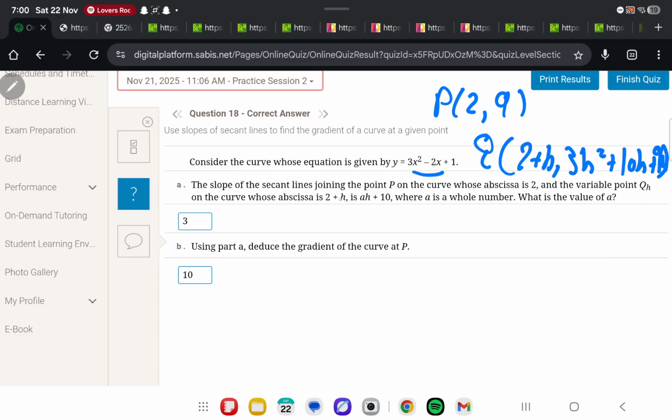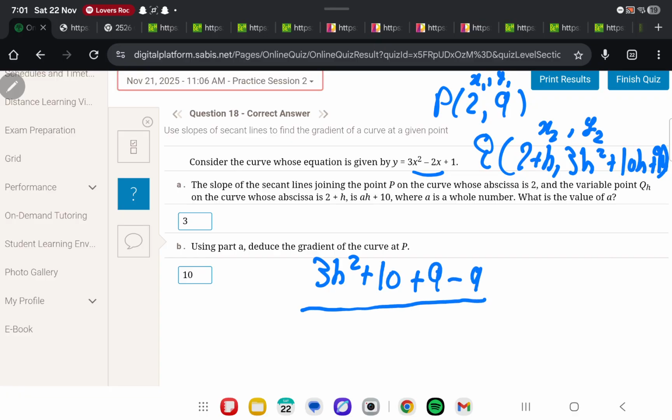Now, what's the value of A? A is this. Oh, okay, so the slope of the secant is Ah plus 10. Okay, let's find the slope of the secant. So 3h squared plus 10h plus 9 is my x2 comma y2. This is x1 comma y1. So 3h squared plus 10h plus 9 minus 9 over 2 plus h minus 2.